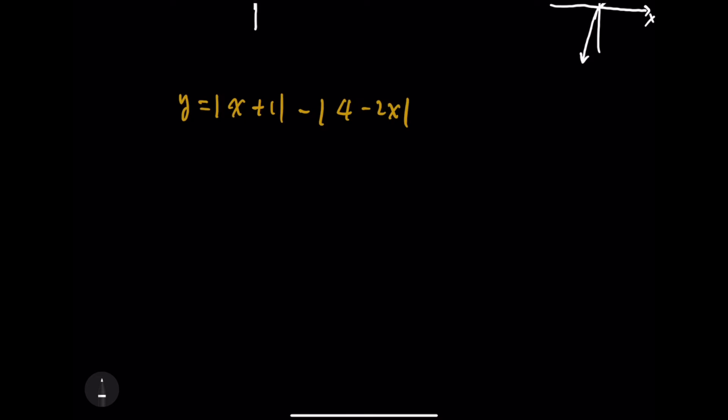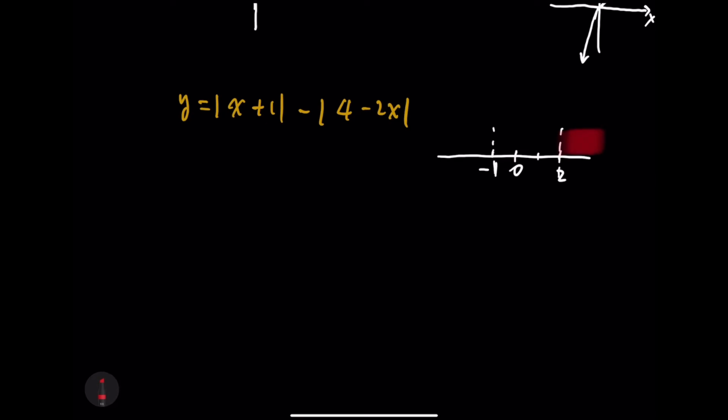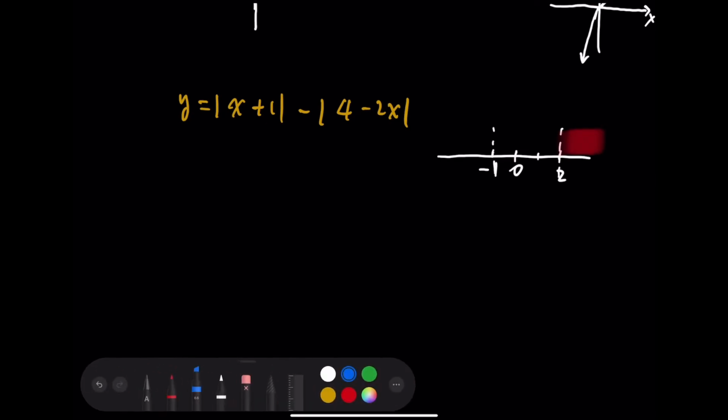So I'm going to find the critical value for each absolute value, which makes each absolute value equal to 0. So the first absolute value is x plus 1. So the critical value will be negative 1. I'm going to put negative 1 on the number line. And for the second one, it's going to be 2, which makes 4 minus 2x equal to 0. So I'm going to divide the number line into 3 sections. I'm going to put them in different colors. The first one I'm going to make red, the second one blue, and the last one green.